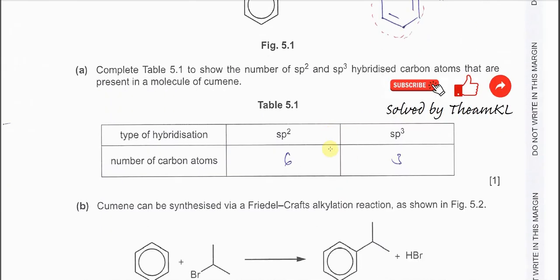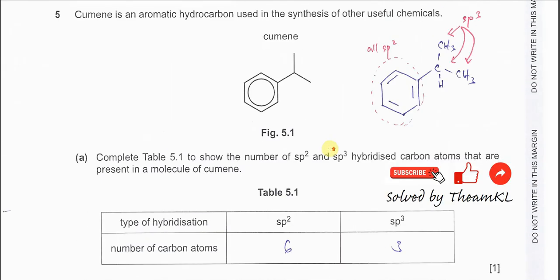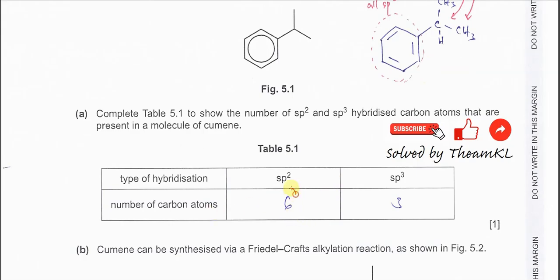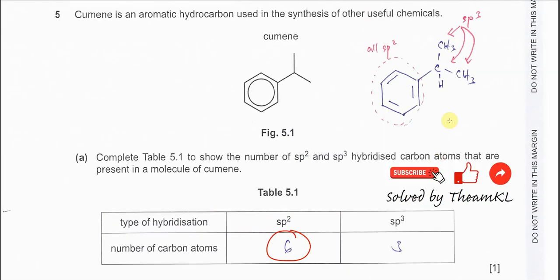For sp2 carbon, in the benzene ring, all the carbons are actually sp2. So there are a total of 6 carbons here, 1, 2, 3, 4, 5, 6. So the number of sp2 carbons is 6. The sp3 carbons are all the carbons outside the benzene ring. Because it's all saturated, they are all sp3 carbons. So 1, 2, 3, only 3. This one is easy.